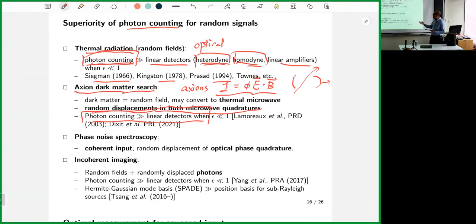You have to do this, or people mostly do this at the microwave frequencies. So now people are investing a lot of effort into improving their photon counters at microwave frequencies.